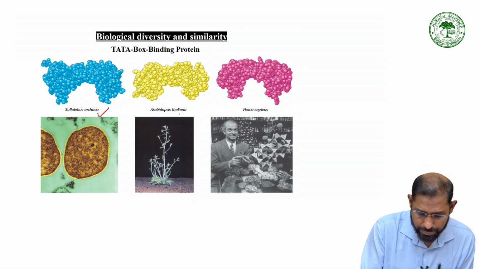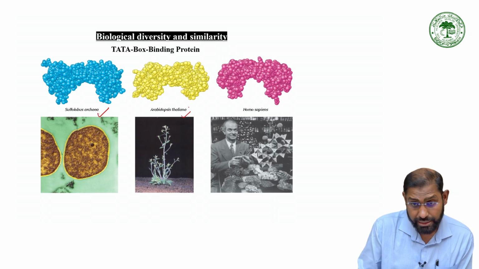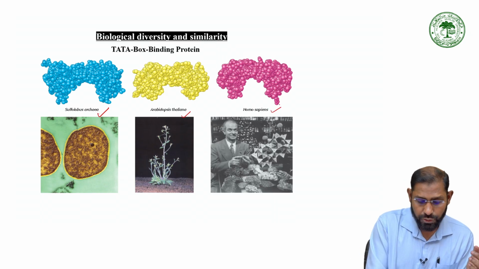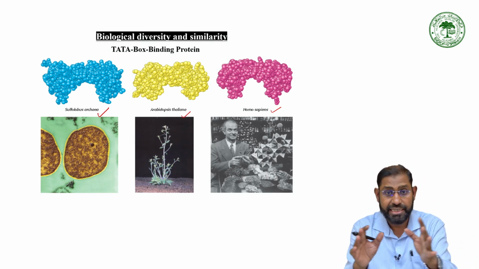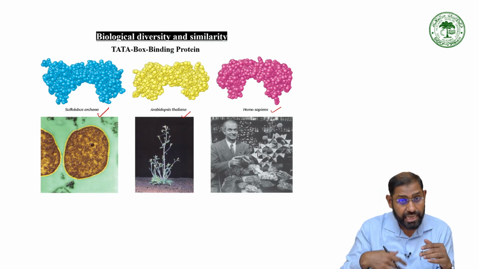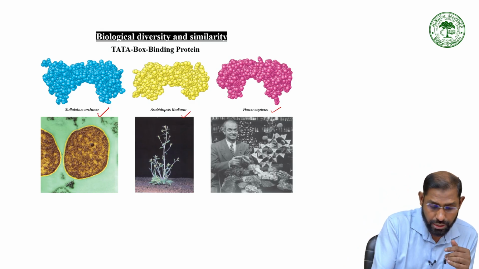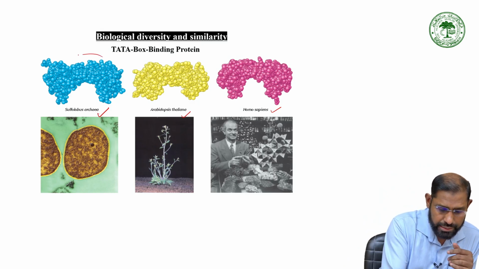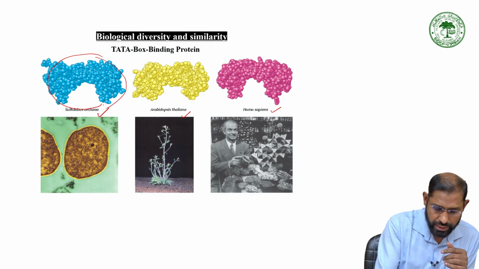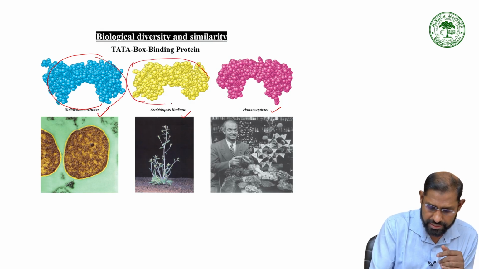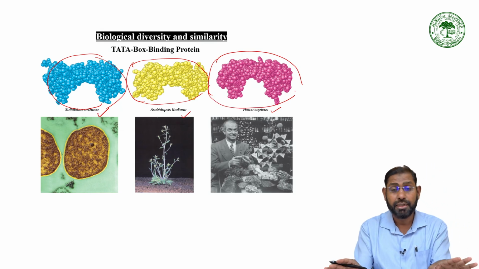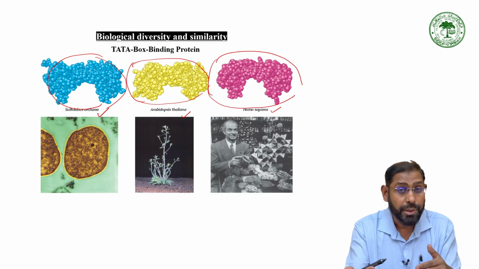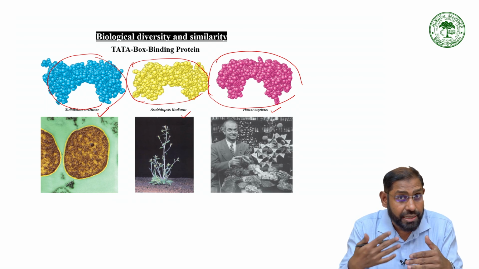Then we have Arabidopsis thaliana, which is a very old plant, and then Homo sapiens. All three are phenotypically different. These three distinct organisms are phenotypically different, but if we see their TATA box binding protein, almost all proteins are the same. If you see this, there is similarity. Why is there similarity? Because the functions at the molecular level are similar.